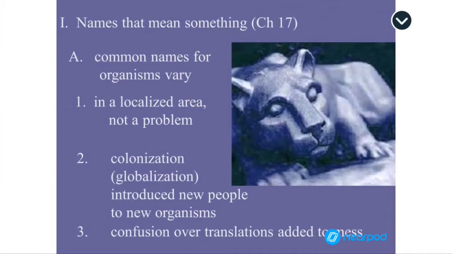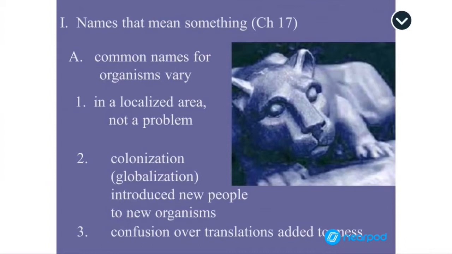And up until about 500 years ago, everyone grew up in the same place they lived their entire life. People didn't travel more than a mile or two from where they grew up. And so everyone knew the same context, and it really wasn't an issue. But as people started to move around, as we began to experience globalization through the form of colonization from European powers, people were introduced to new organisms. And so the other issue was there were multiple languages being spoken, and so confusion over the translations made it very confusing.